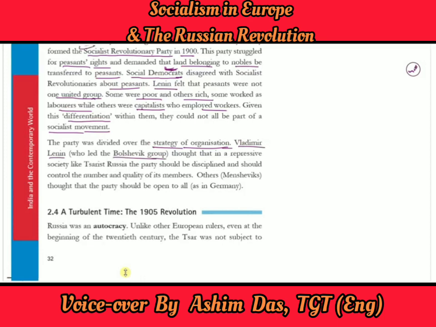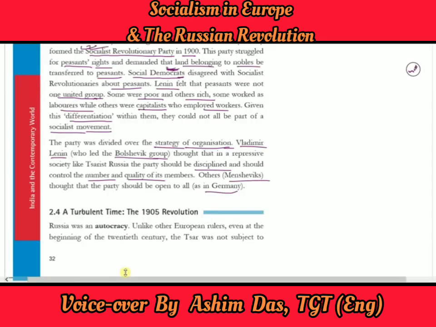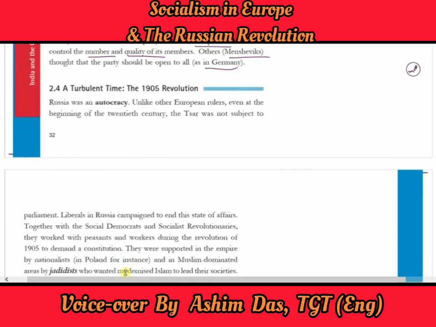Vladimir Lenin, who led the Bolshevik group, thought that in a repressive society like Tsarist Russia, where it is ruled by the Tsar, the party should be disciplined. There should be a proper protocol, some rules and regulations, and the party should control the number and the quality of its members. Whoever becomes a member of this party should be completely under this control. Others, like the Mensheviks, thought that the party should be open to all, as in Germany.